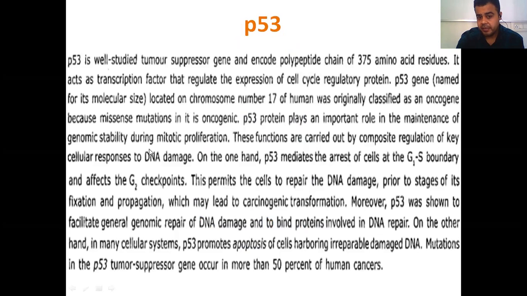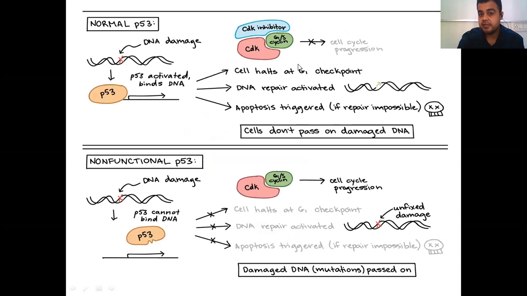This is the maintenance of genomic stability. Regulation of key cell responses can mediate arrest of the cell. It acts as a transcription factor which regulates the expression of cell cycle regulatory proteins. So CDK and G1 cyclin will not get activated without P53. P53 acts as a transcription factor for activation of these. If DNA is damaged, then it will not allow the cell to go further.